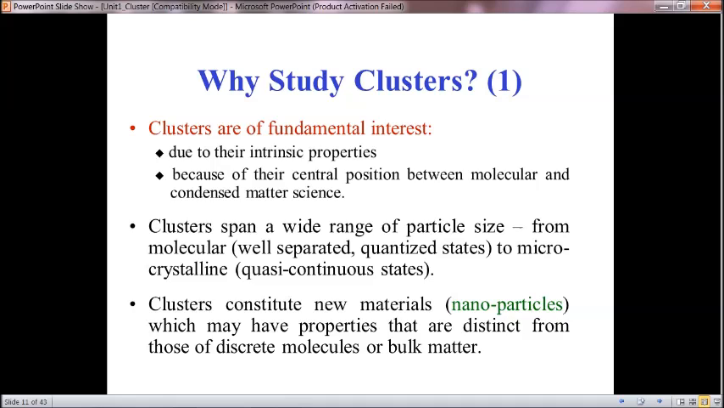Clusters span a wide range of particle size from molecular to microcrystalline. So molecular particle size means they are well separated and have quantized states. We know crystalline structure means lattice structure, but microcrystalline means a quasi-continuous state. Clusters constitute new materials called nanoparticles, which may have properties that are distinct from those of discrete molecules to bulk matter. So we know what is the difference between a discrete molecule and bulk matter.